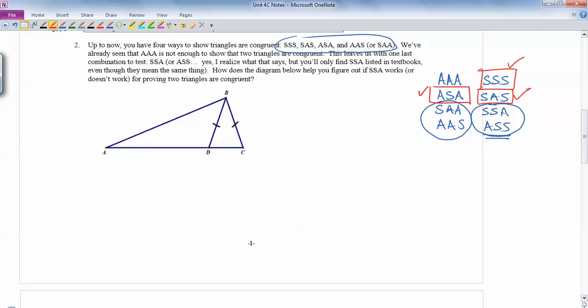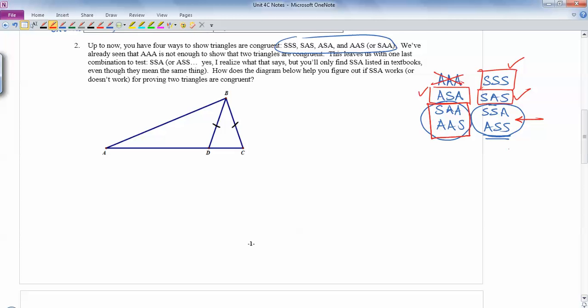AAA didn't work, right? Because it guaranteed that the triangles would be similar, but just because the 3 angles all match up doesn't mean that the triangles are exactly the same. And then we figured out that this one works too. In the previous problem, we said that that works too. So really the only one left to check is this one.